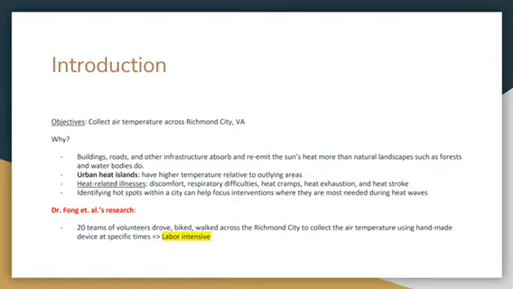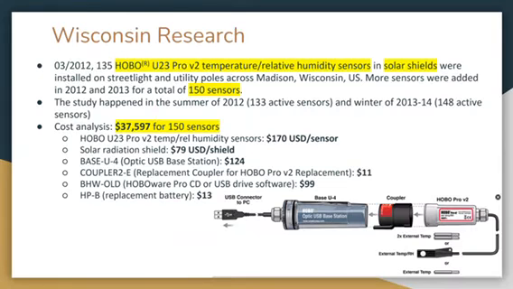One of the previous research is done by Dr. Fong and his colleagues. In his research, 20 teams of volunteers rode bikes and walked across Richmond City to collect the air temperature using handmade sensors. This approach, although cheap, relies heavily on the labor force. Another research is done in Wisconsin. In this Wisconsin research, permanent temperature sensors are used. This approach, although it does not rely heavily on labor, is very expensive. As we can see, the cost of 150 sensors is around $40,000. That's not good. We want a solution that can offer both cost efficiency and minimum labor.